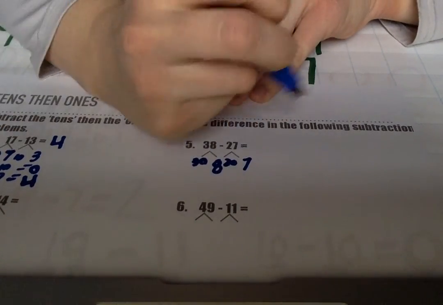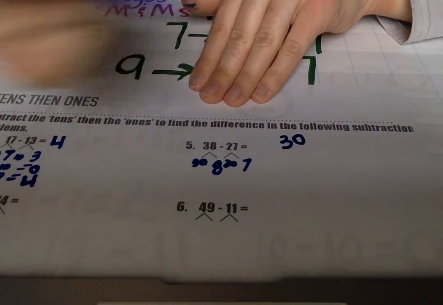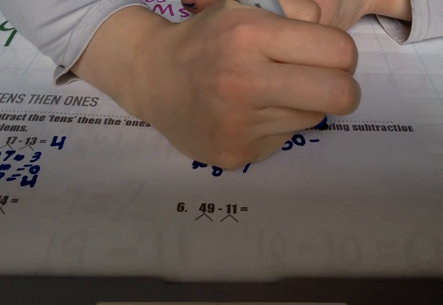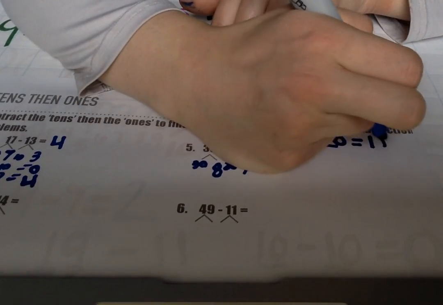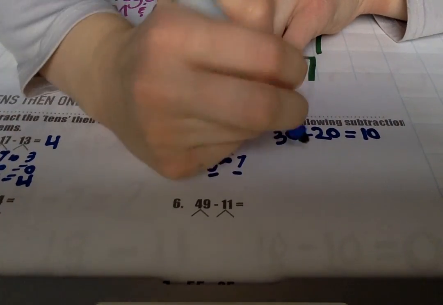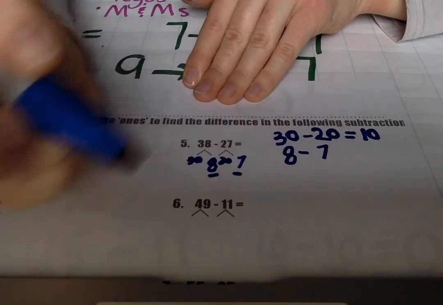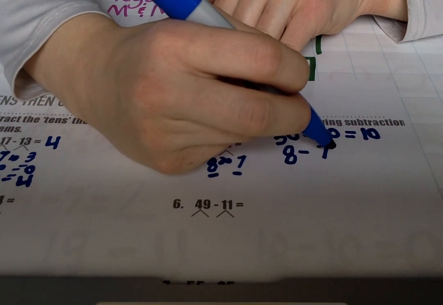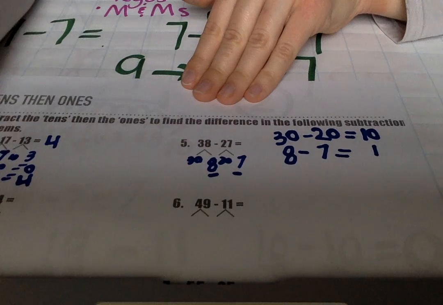So what we have now is our tens, 30, minus 20, and that equals, if you can count by tens, 20 to 30 is 10. Now we still have to subtract our ones, so we still have 8 minus 7. And we know that since 7 is the number before 8, 8 minus 7 must be 1.